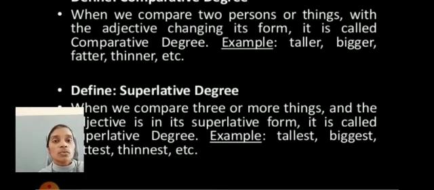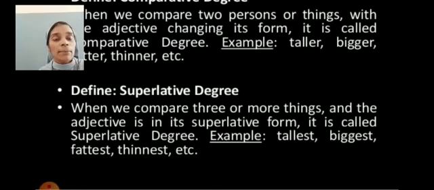Next one, superlative degree. When we compare 3 or more things and the adjective is in its superlative form, it is called superlative degree. For example, tallest, biggest, fattest, thinnest. That means this compares more than 2 things to show which has the least or greatest degree of the quality.